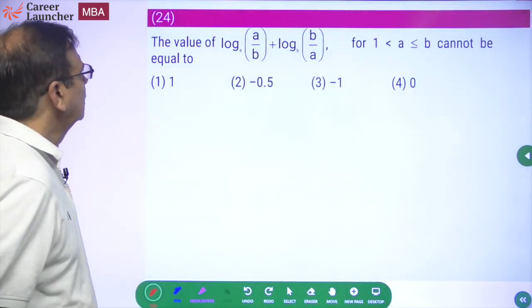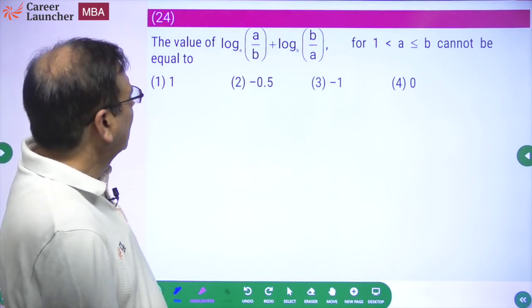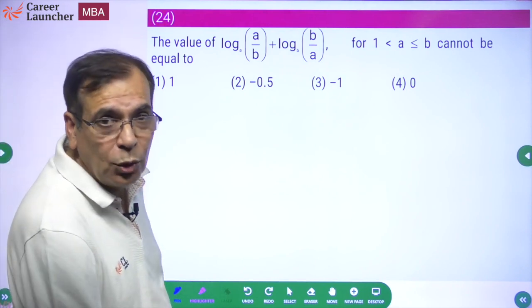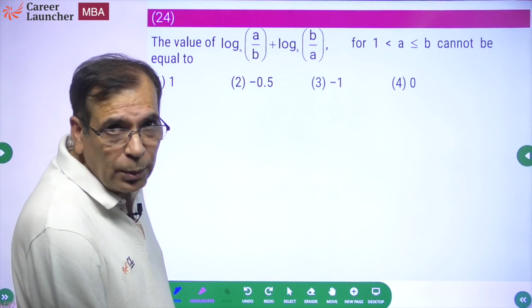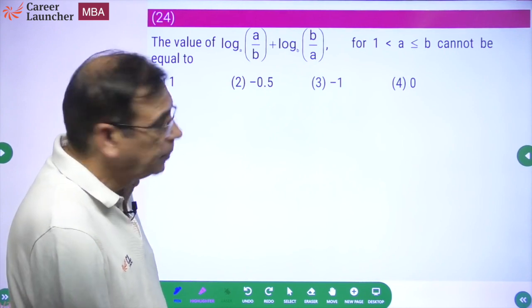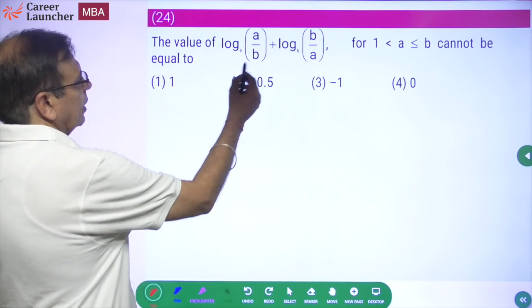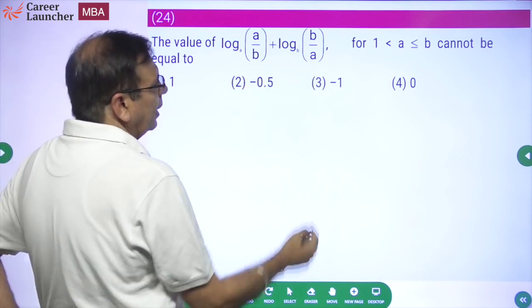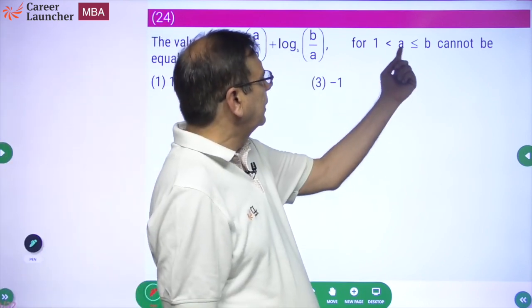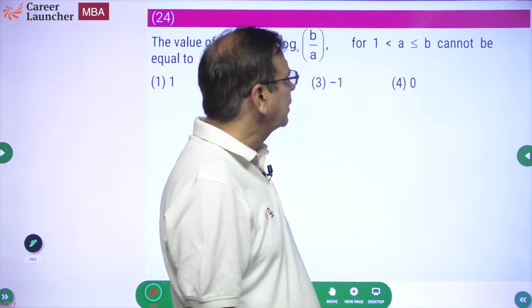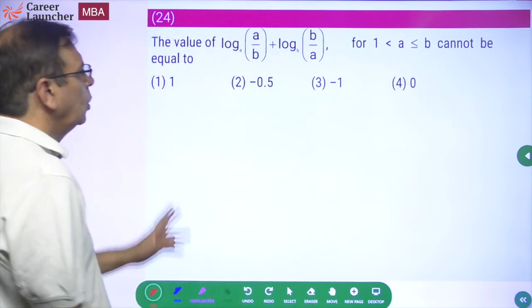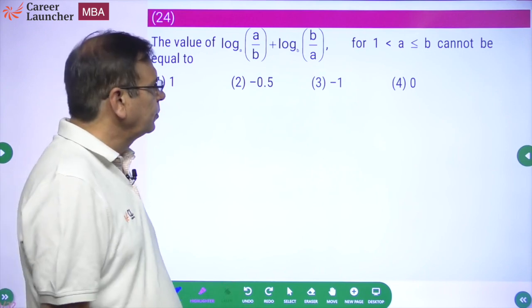Okay. Oh wow. Another of my favorite question types. I am sure you know what I am going to do. Take A equal to B equal to 10 or some similar number. Value of log of base A of A by B plus log of B by A, for A greater than 1 and A less than or equal to B, B cannot be equal to 1. Which of these is not an answer?